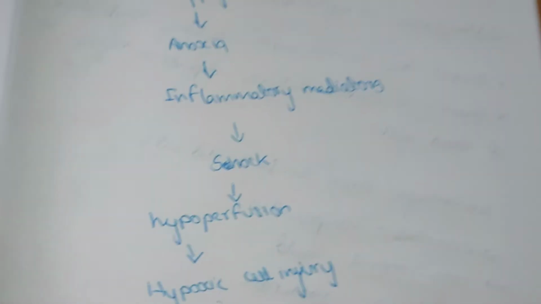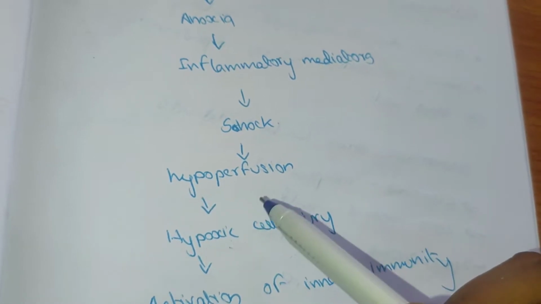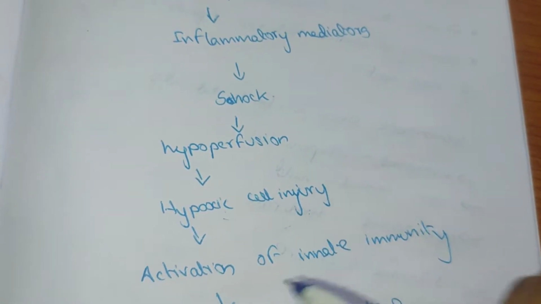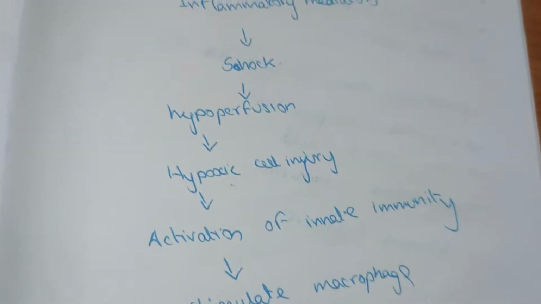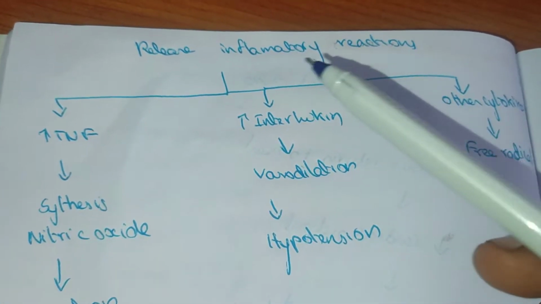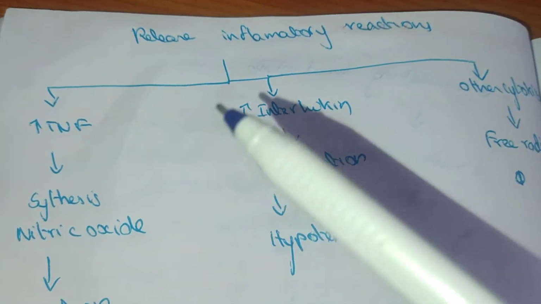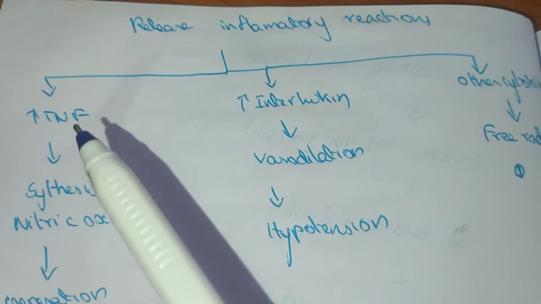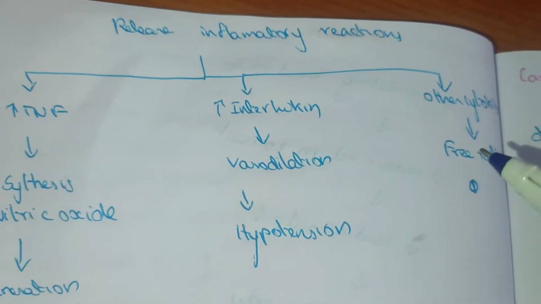In hypoperfusion, the shock leads to hypoxic cell injury. The cell injury activates the innate immunity and stimulates the macrophage. This macrophage releases inflammatory reaction. This inflammatory reaction releases three things, which are tumor necrosis factor, interleukin, and other cytokines.